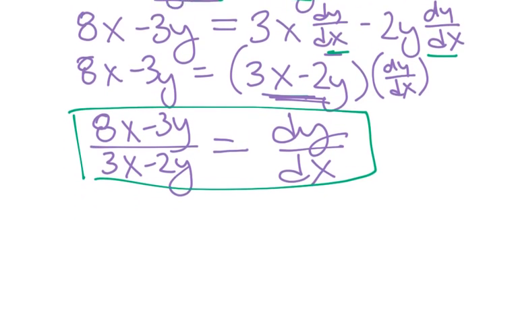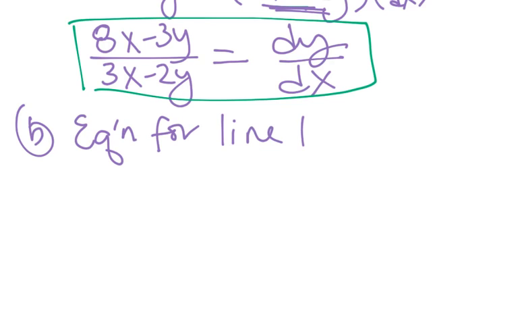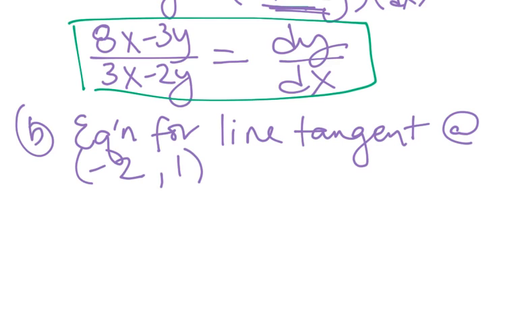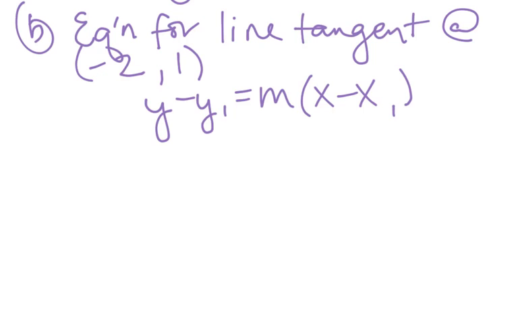The next part of the problem, B, asks us to find an equation for the line tangent to the curve at the point (-2, 1). In order to write the equation of a line, I'm just going to do this in point-slope form. So this is the general form for point-slope. I need to find my slope to plug into the equation.